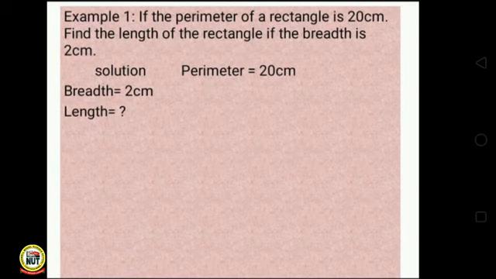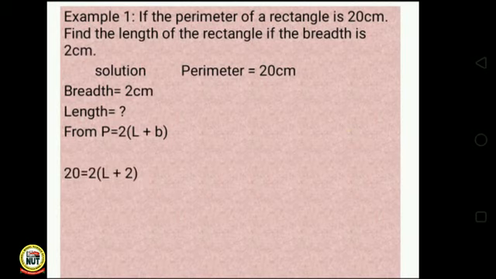Now, recall the formula given to you. The formula is P equal to 2 open brackets L plus B. That is, perimeter is equal to 2 open brackets length plus breadth. P signifies perimeter, L is the length, plus breadth, that is the B in that formula. Now we are going to substitute the values given into the formula. Whenever you come across P, you substitute 20. That is, 20 will now represent P, and 2 centimeter will now represent B, while the length is unknown.